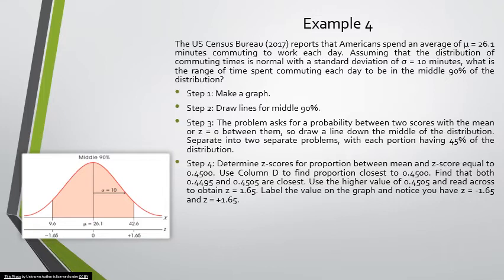Label the value on the graph as I did here, and you notice that there are two boundaries, one on the far left, one on the far right. They're both 45%, so one is negative 1.65 and one is positive 1.65.